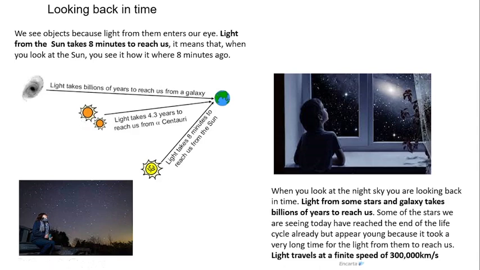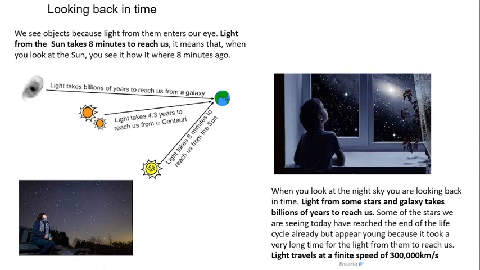4.3 years ago. Light from some galaxies, stars in some galaxies, takes a billion or even more years to get to our galaxy, or even our planet. When you look at the night sky, you are looking back in time. Light from some stars, like I said earlier, takes up to a billion years or even more to get to us. This means that some of the stars we see today have even gotten to the end of their life cycle.